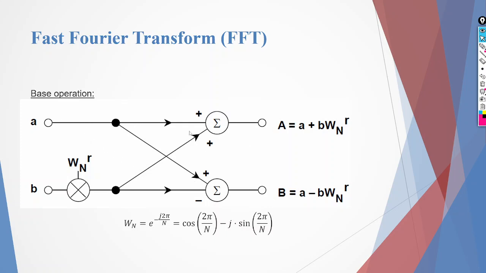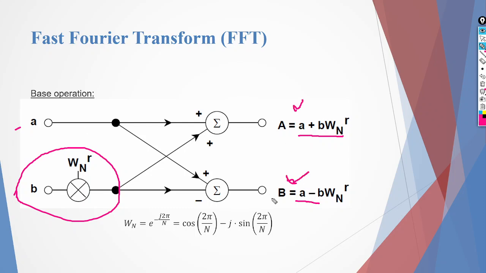If you rotate it, you will see this butterfly. What it does is calculate the summation and difference between inputs A and B, where input B is multiplied by some coefficient W. So B multiplied by W plus A is this sample, and minus is this sample.